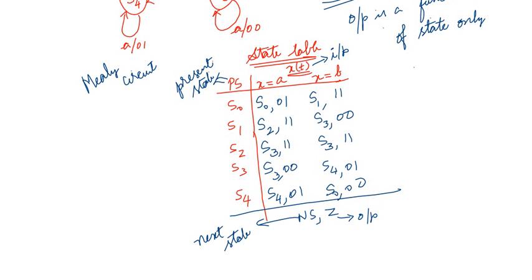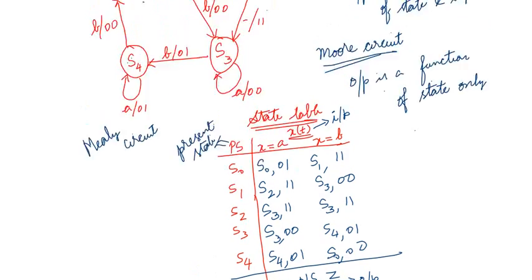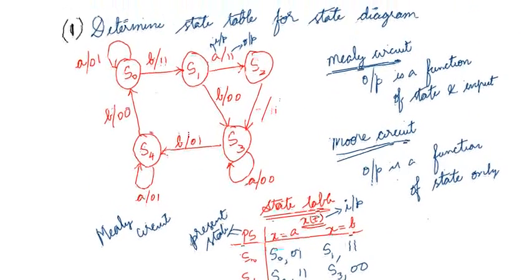Okay, so this is how we can convert a state diagram to a state table. Now we move to the next example. Determine the state diagram corresponding to the state table. If you observe this, it's very clear. They have given the table, and they are asking for the diagram.